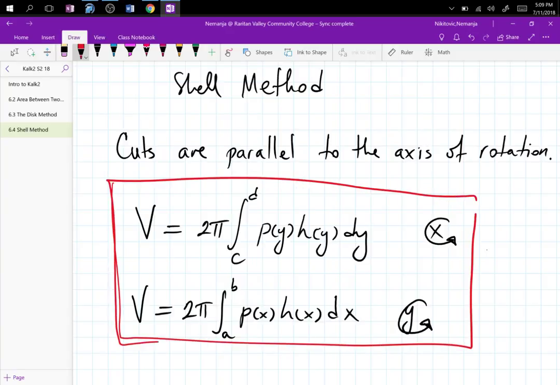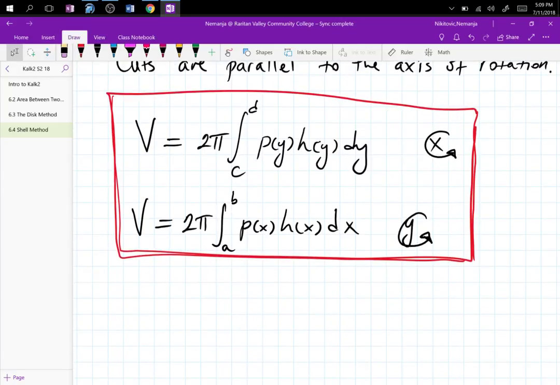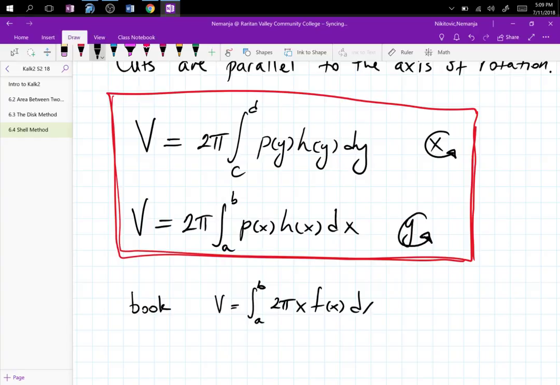We are expecting these formulas to be three-dimensional, and they are, because you have 1, 2, 3 dimensions inside the integral, right? You have a function p, a function h, and the dy. Now, the book has the simplest possible formula only, but that formula, unfortunately, will not cover every situation you might run into as you move along. So the book gives you the formula that the volume is equal to the integral a to b of 2 pi x f of x dx, right?